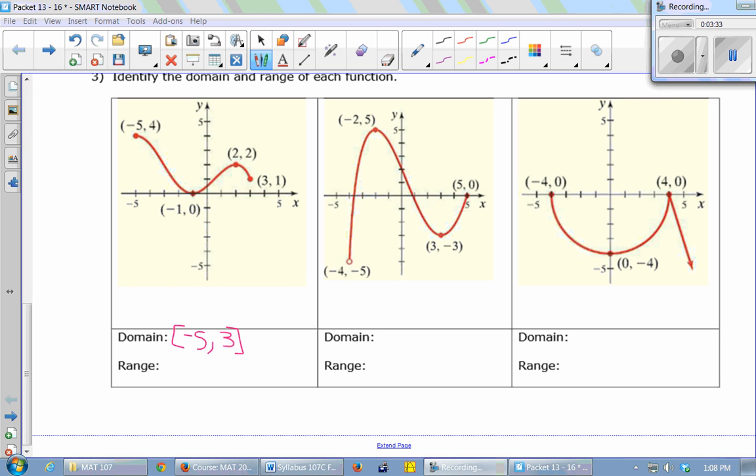And then the range is the y values that the function lives on. Smallest y to biggest y. So what's the smallest y here? 0. Biggest y? 4. Should I include them both? Yep. Yes, you always do smallest to biggest when you're using interval notation.